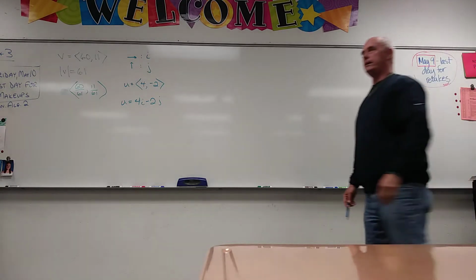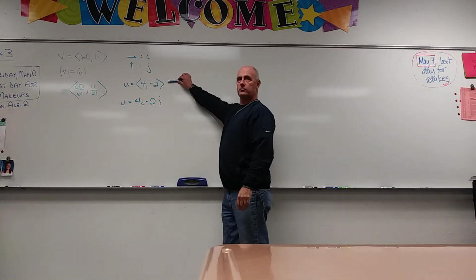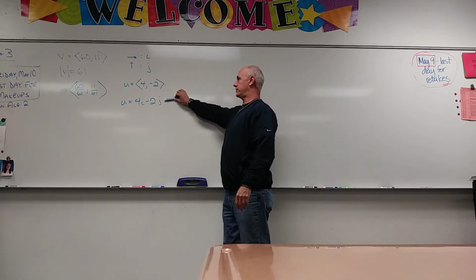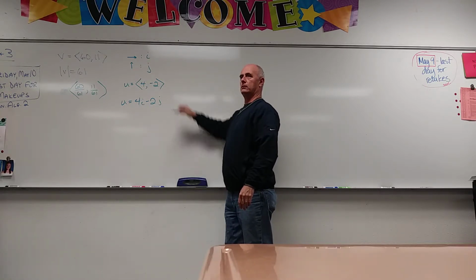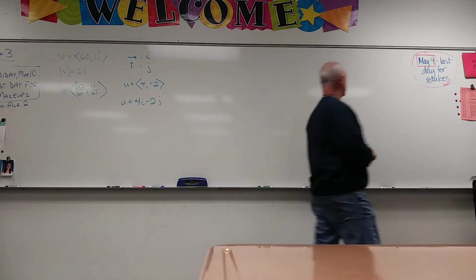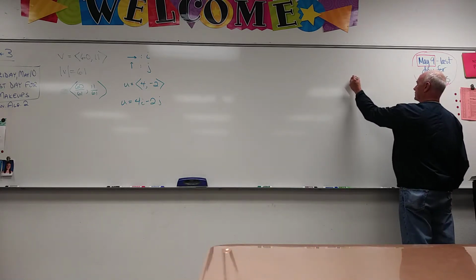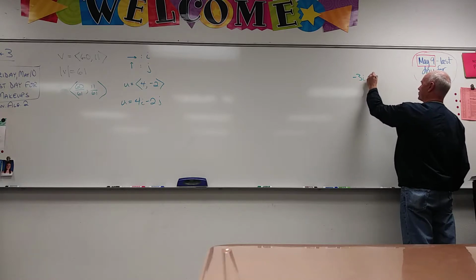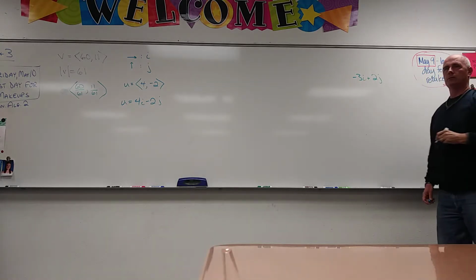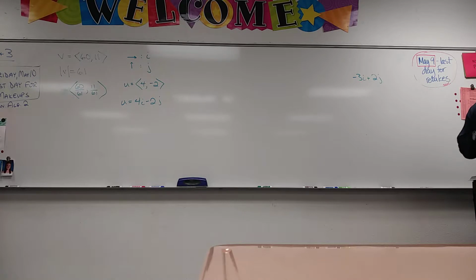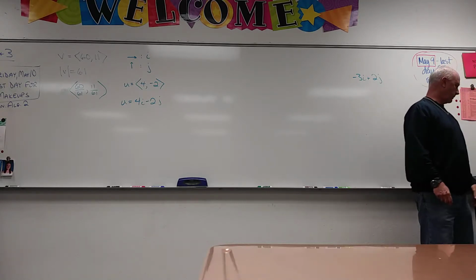So instead of writing the vector like this, we're going to start writing it like this. If I tell you about a vector that is -3i plus 2j, what am I telling you about the vector? It's going to go 3 units to the left and 2 units up. That's all. So don't over stress about this. It's just another notation. It doesn't change what we're doing or anything like that.